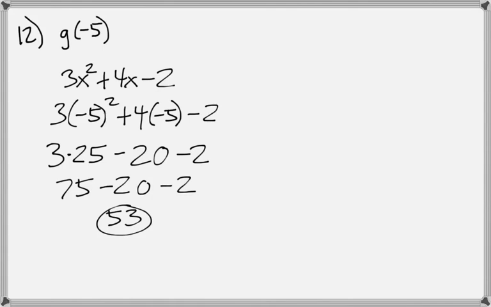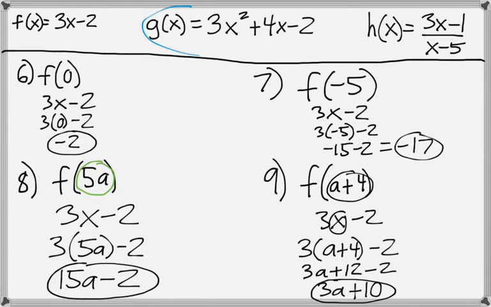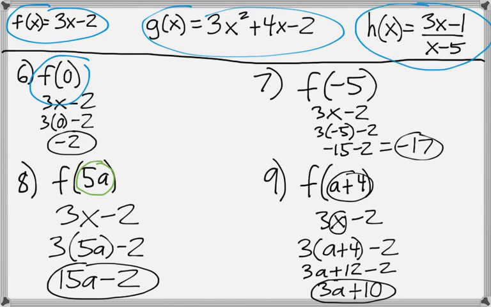So again, the letter really identifies the function. So g of negative 5 means you're plugging it into the g function. f of 0 means you're plugging it into the f function. If they say h of something, so like 14 is h of 0, you would plug it into that function. So you're only dealing with one function at a time.